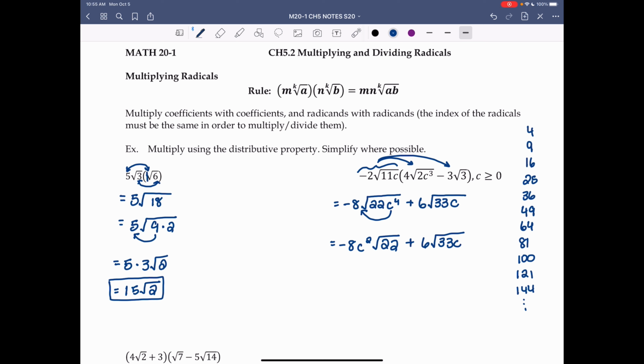And then we can't add these two. These are not like terms because this one has a c squared in the coefficient. This one does not have a c squared in the coefficient. This one has a c under the root. This one does not have a c under the root. So they are not like terms and cannot be added. Then this is our final answer.